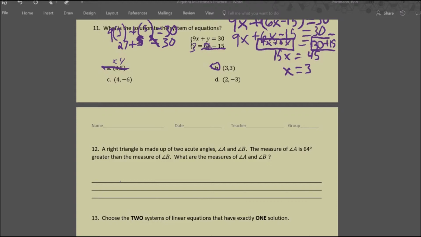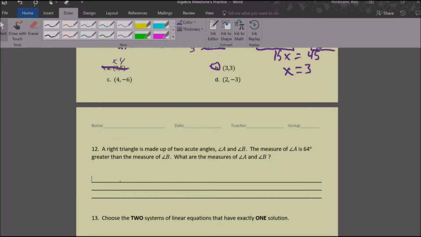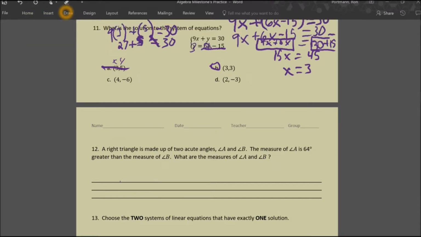Question number 12. This is one of the best questions on here. I mean, it's probably one of the most difficult ones. I want you to understand the logic that's going on here. This looks like there's a little bit of geometry, there's a little bit of algebra, there's all kinds of stuff that goes in here. Could you use the guess and check method? Absolutely. It might just take you a while.